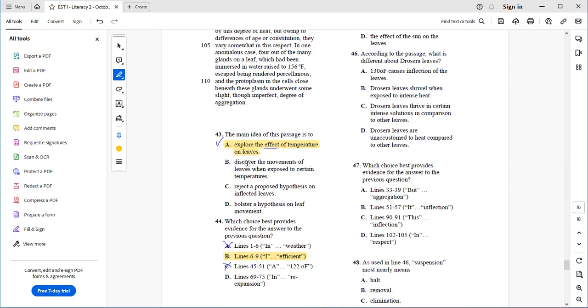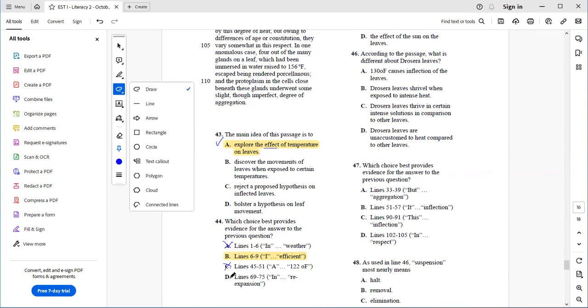Let's find which one may match. Explore the effect of temperature on leaves. I think it can match, but B is better, because he said ascertain. Here he just makes the experiment. Discover the movement of leaf when exposed to certain temperature. Here also he talks about that when you put them in cold water, they stopped. So it's not a kind of discovery. This is an experiment. Reject the proposed hypothesis, no. Booster hypothesis, no. So the answer is going to be A and B.